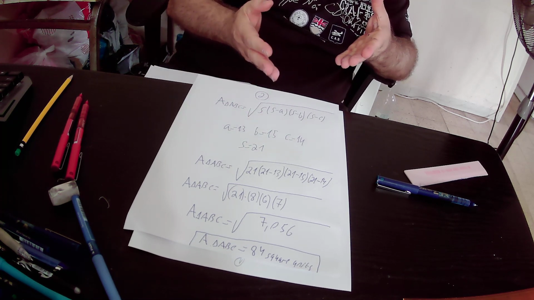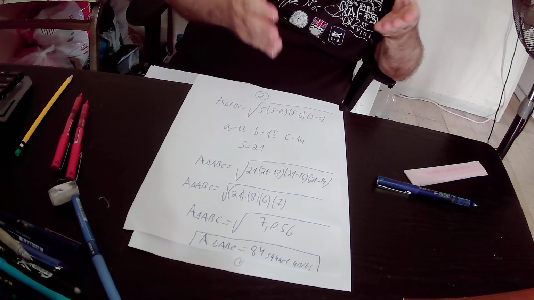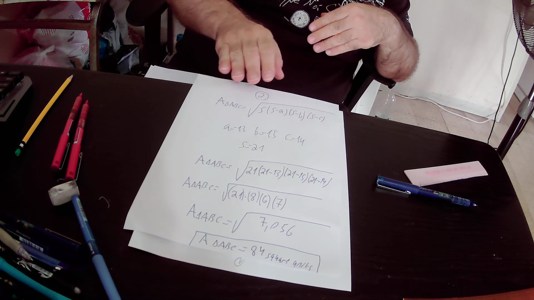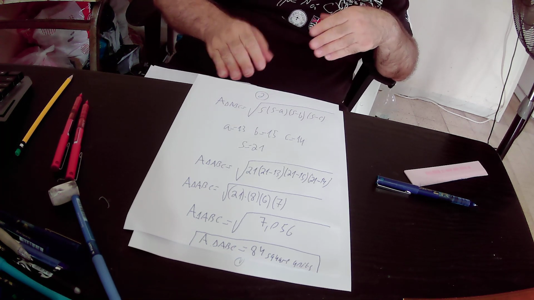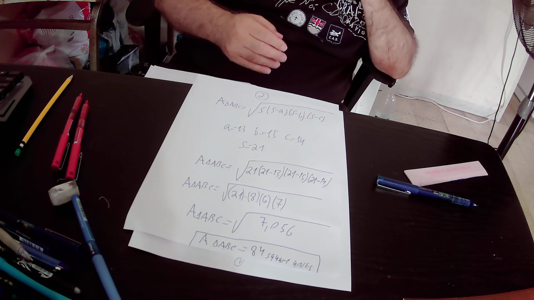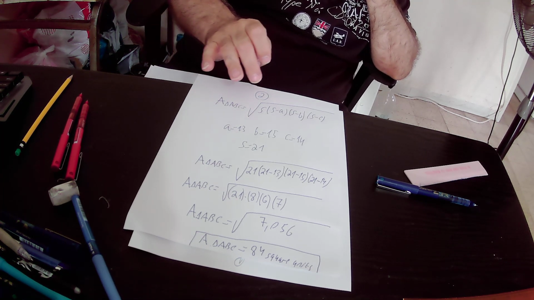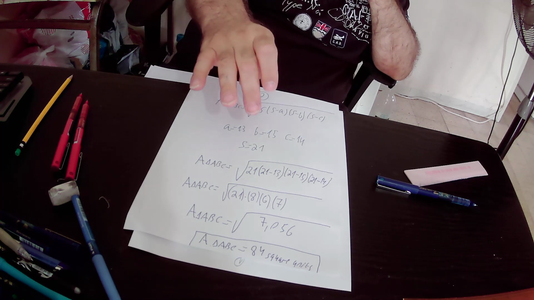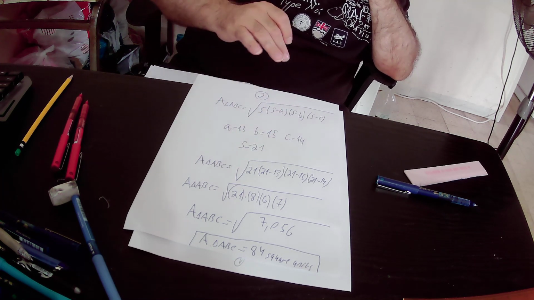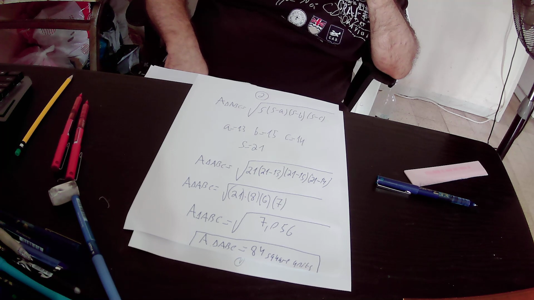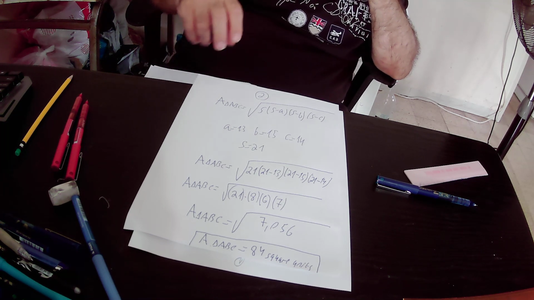So we have all the data, and the only thing that is left is to put the data inside this equation for the area of triangle ABC. So we put the data inside this equation, and we found out that the area of triangle ABC equals 84 square units.